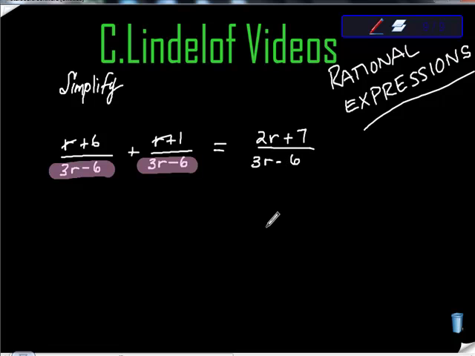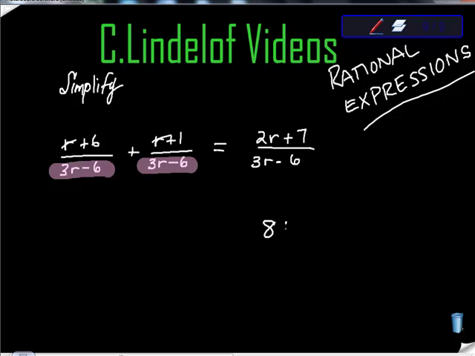This is where a lot of mistakes are made, right here. People see 2r over 3r, and they're like, I can cancel that out. Remember that you can't. When you're canceling with rationals, you can only cancel factors, right?